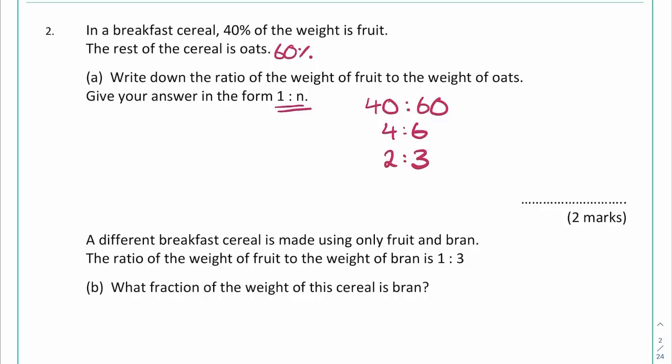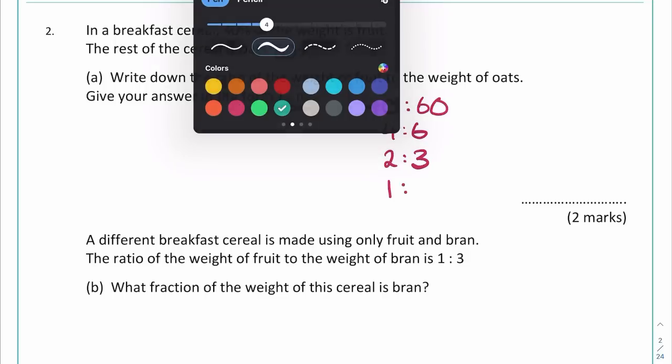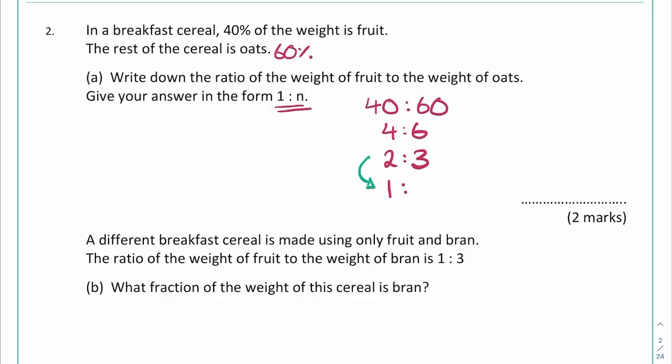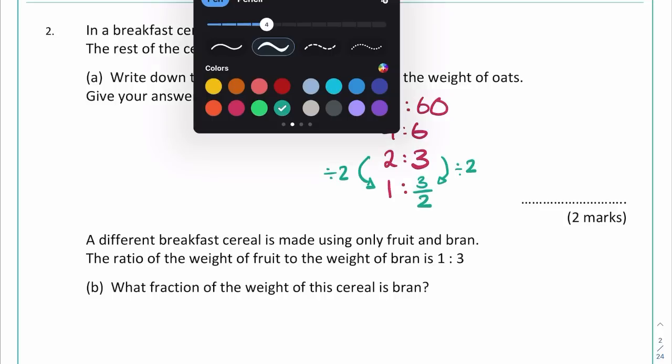And then we want it in the form 1 to n. So if we want this number on the left to be 1, what do we have to divide this number by? Well, we'd have to divide it by 2. So if we divide by 2, we also have to divide the other side by 2. And 3 divided by 2, well, you could just write that as 3 over 2. You might know that that's 1.5, and that'd be a fine way of writing it as well.